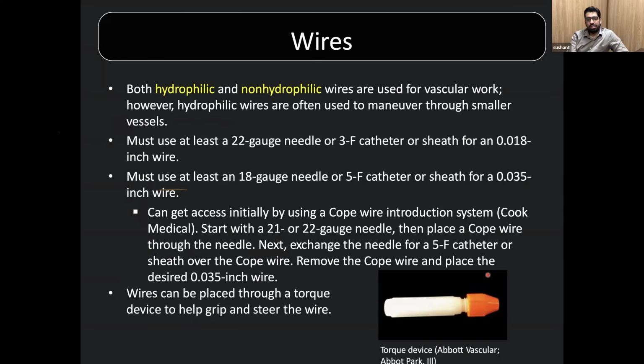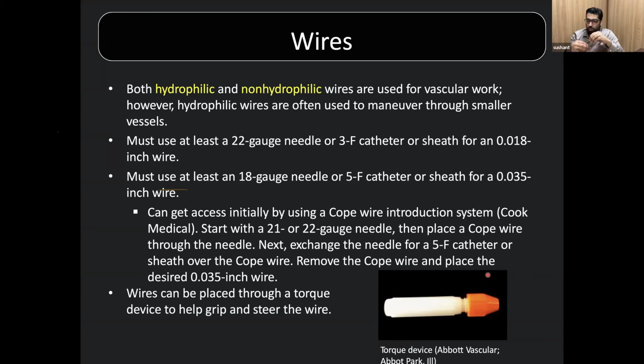And we must use at least a 22 gauge needle or 3 French catheter for an 018 wire. Again, compatibility is very important. We need to have compatibility. So if we are using a 3 French catheter, then we cannot use a 035 guide wire. And similarly, if we are using a 22 gauge needle, again we cannot use a 035 guide wire, we have to use a 018 guide wire. So compatibility always has to be there.